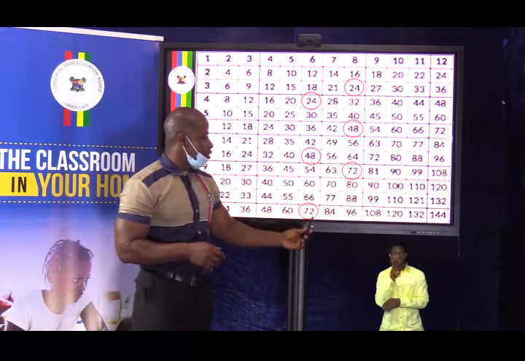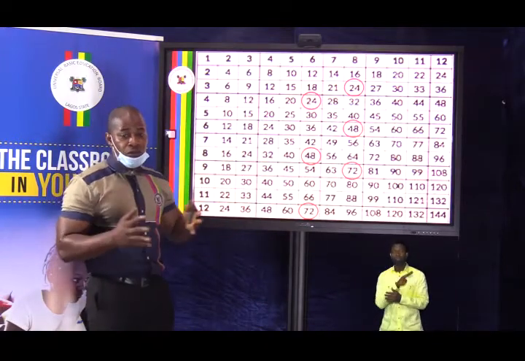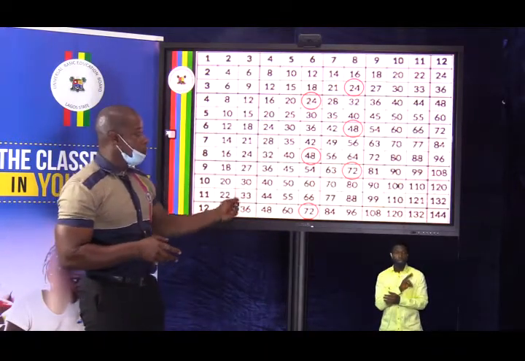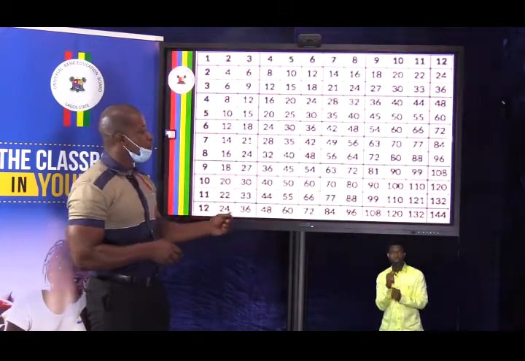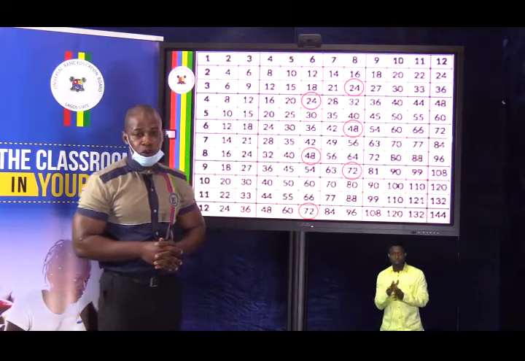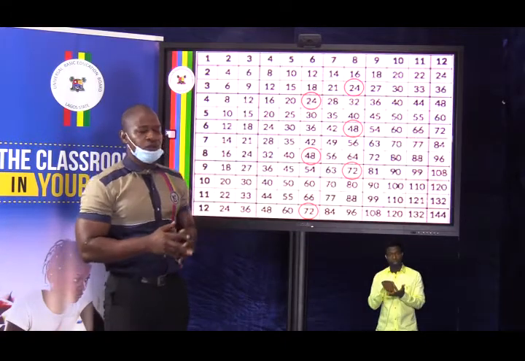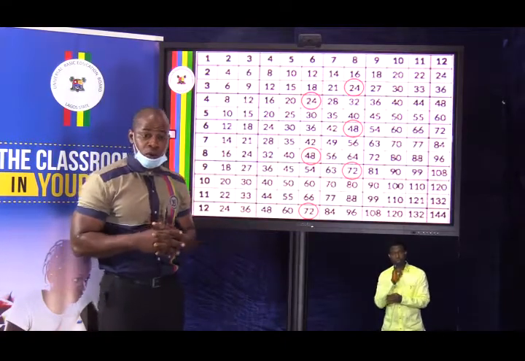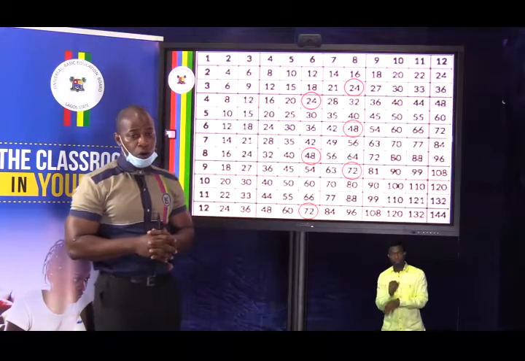Then 72 is here and 72 is here, and that means that 72 is also a common multiple. And we have found the first 3. But the question says, which is the smallest? If you look at it very well, you see that 24 is the smallest common multiple of 6 and 8. And this number 24, this smallest common multiple, is very, very important in a lot of mathematics work.